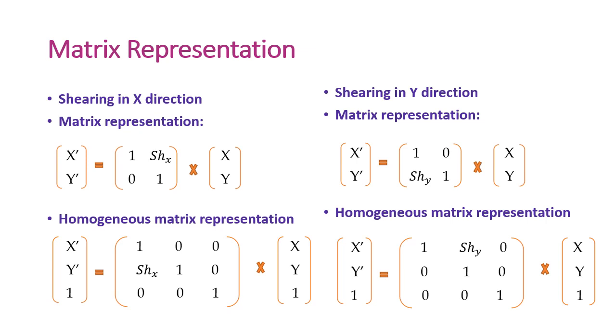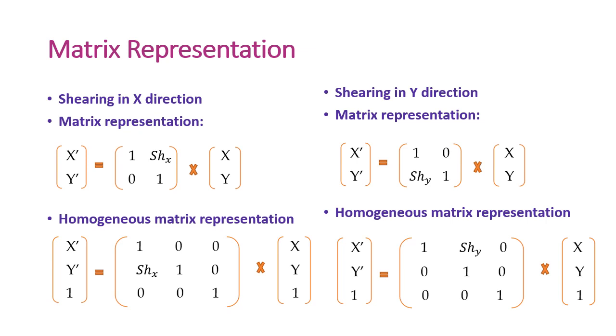Now homogeneous matrix representation for shearing in x direction. So [x' y' 1] is equal to [1 shx 0; 0 1 0; 0 0 1] into [x y 1], where shx is the shear parameter in x direction.